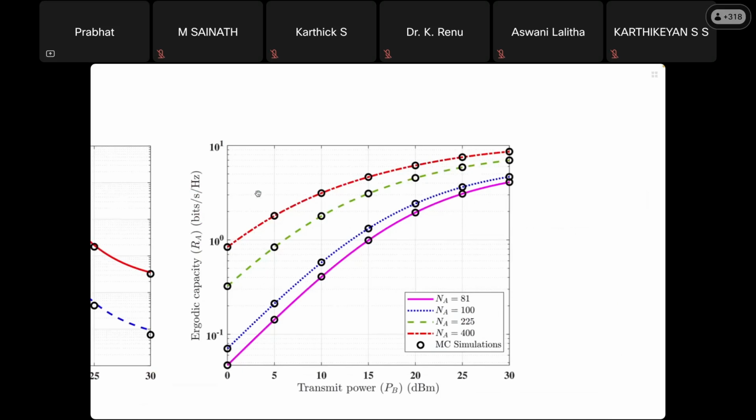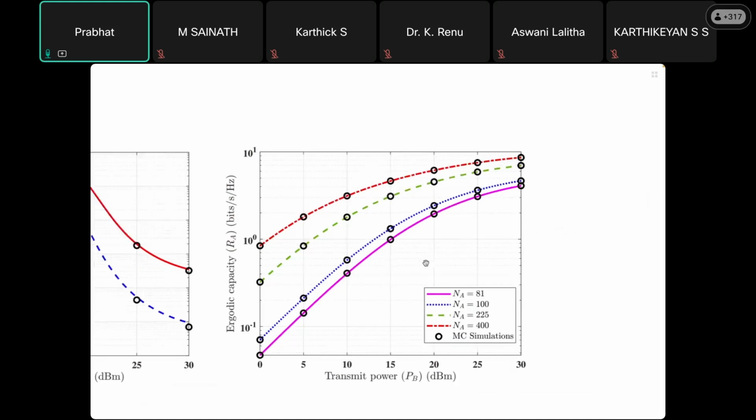So we have derived the ergodic capacity using those SINR expressions, and we plotted the results against the transmit power of user B and for different numbers of RIS elements. A similar kind of conclusion we can get. For 81 elements the capacity was this, and for 400 elements the capacity improved. And these circles are Monte Carlo simulations which validate our result.